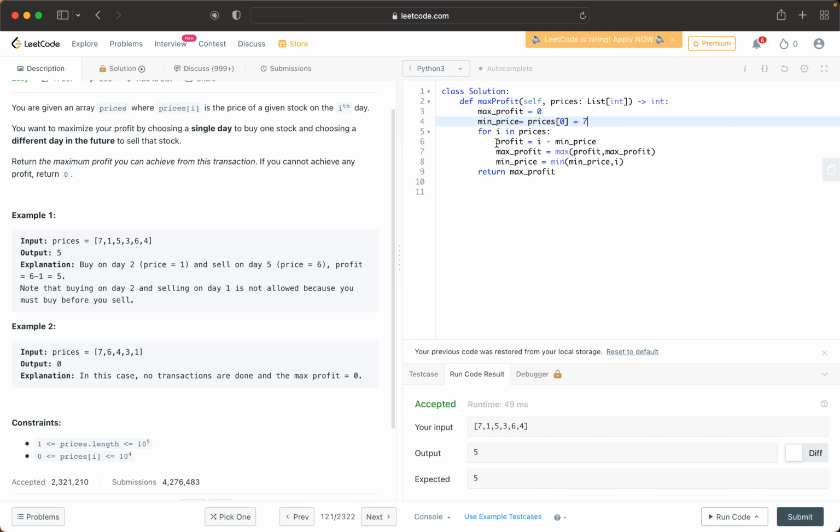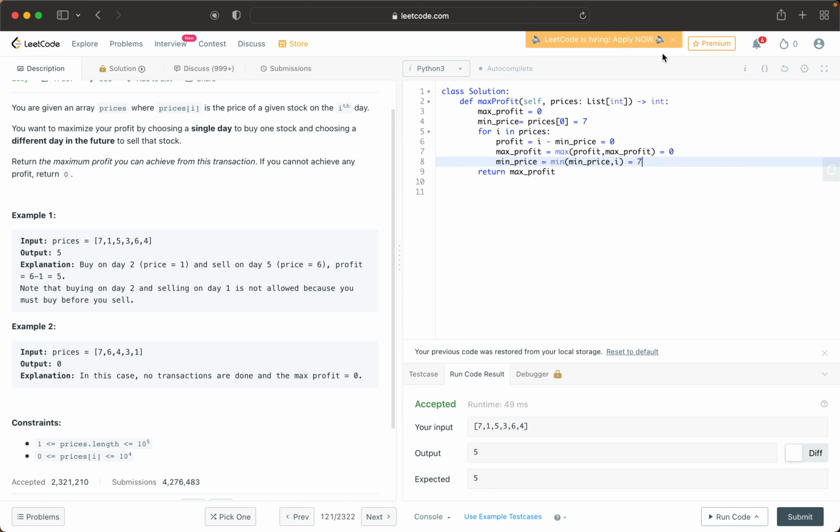So for i in prices, first the profit which we'll make is i minus minimum price, which is 7 minus 7, because if you buy the stock on the same day and sell it on the same day, your profit will be 0. So your profit is 0 on the first iteration. And second, the max profit will be the maximum of the profit which we made, in this case 0, and the maximum profit we originally had, which was also 0. So our maximum will be 0 on the first iteration, and our minimum price is 7, and in this iteration our value is also 7, so our minimum price still remains 7.